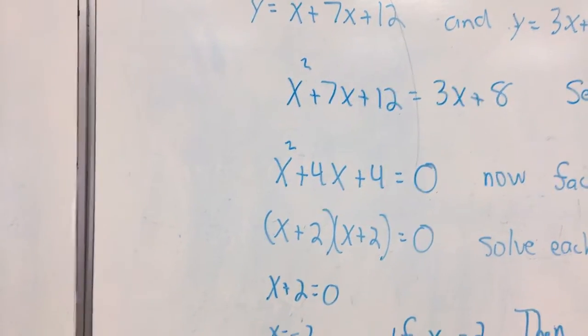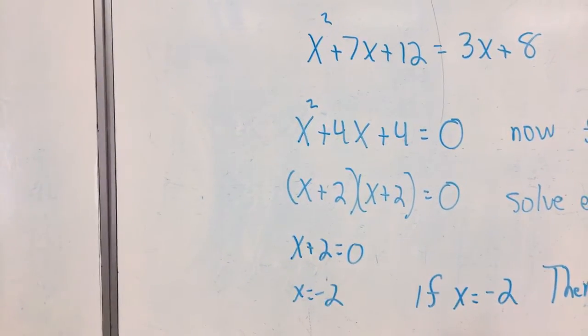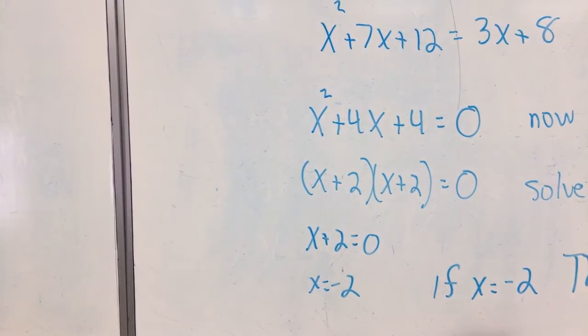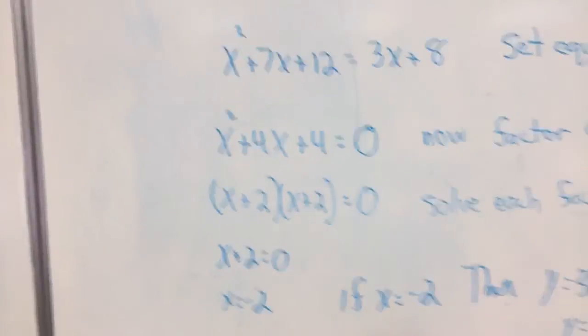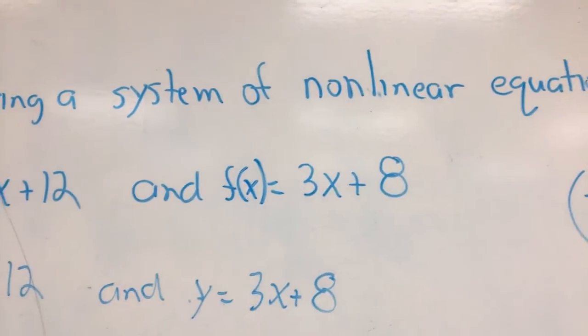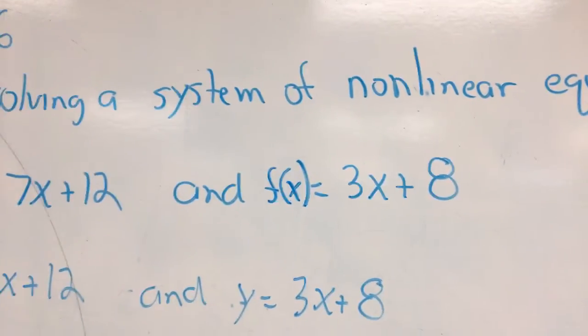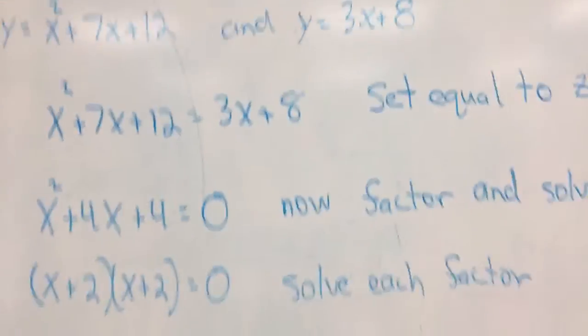That's why we can do that. Subtracting 2, x is equal to negative 2. Now, if x is equal to negative 2, I can take that negative 2 and plug it into either one of these two equations. It doesn't matter which one. I'm going to do both of them just to show you that it works, okay?